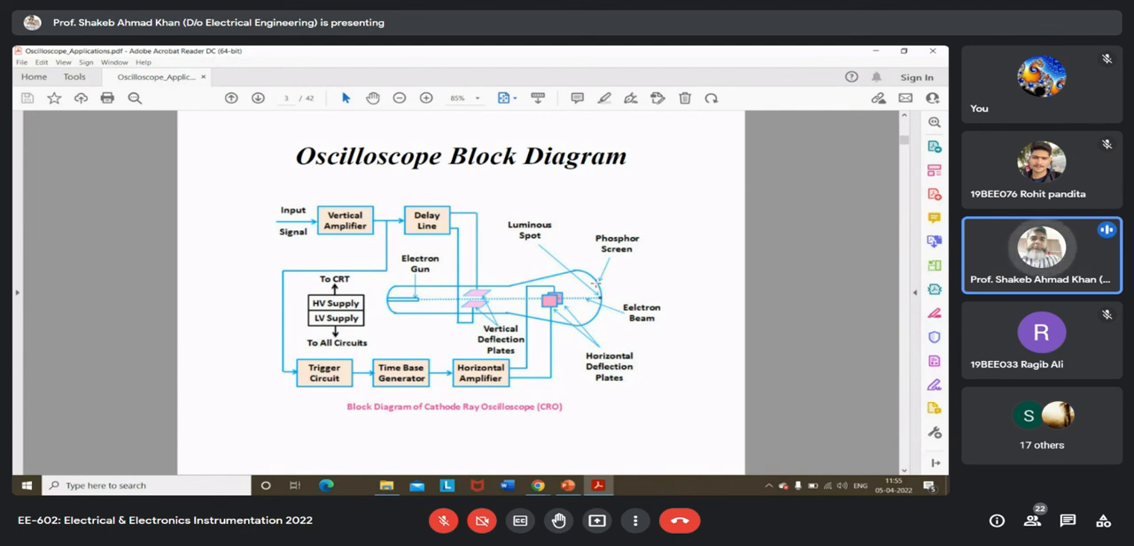I just discussed only the parts inside the CRT. If anybody has any question regarding this part, you can ask, please. Then we have other parts which are outside the CRT.